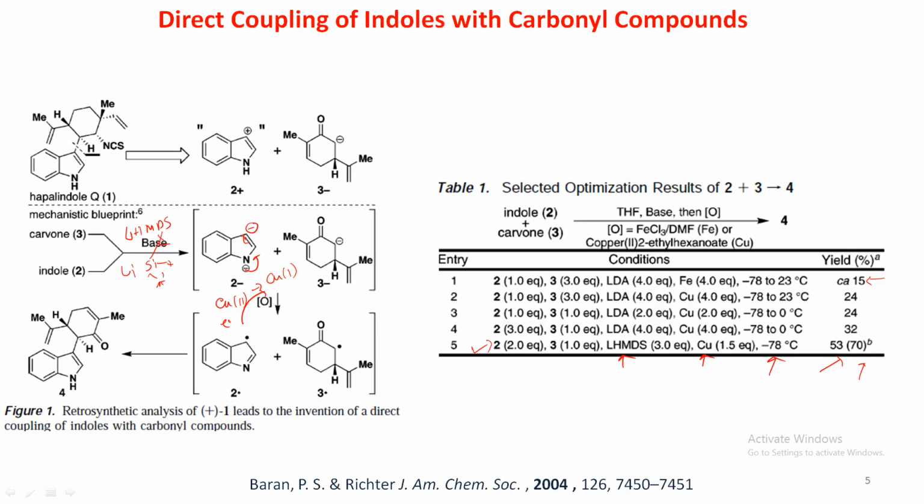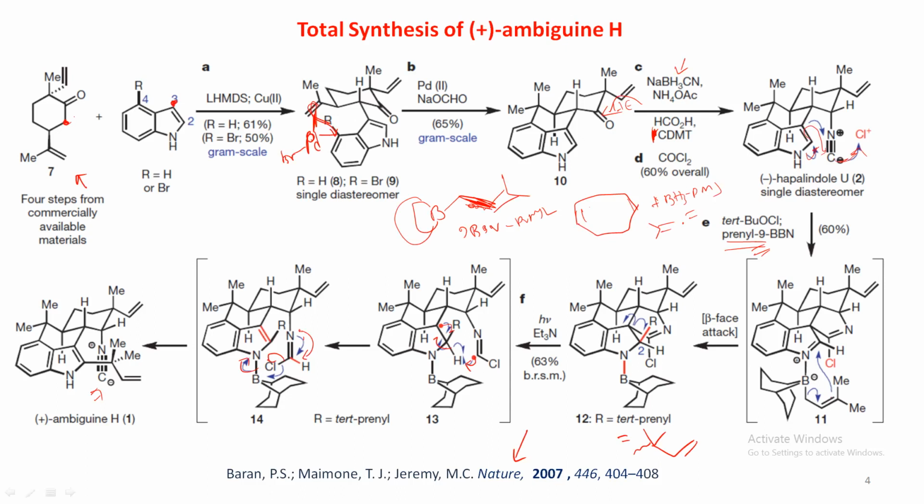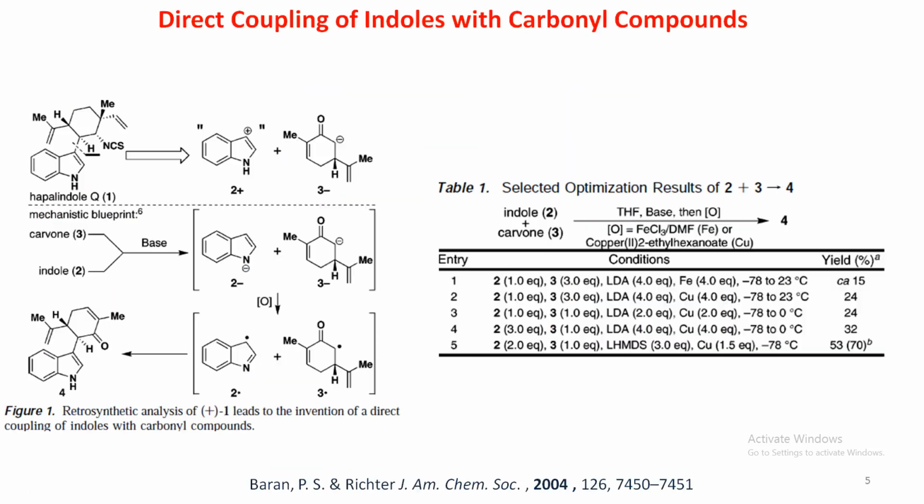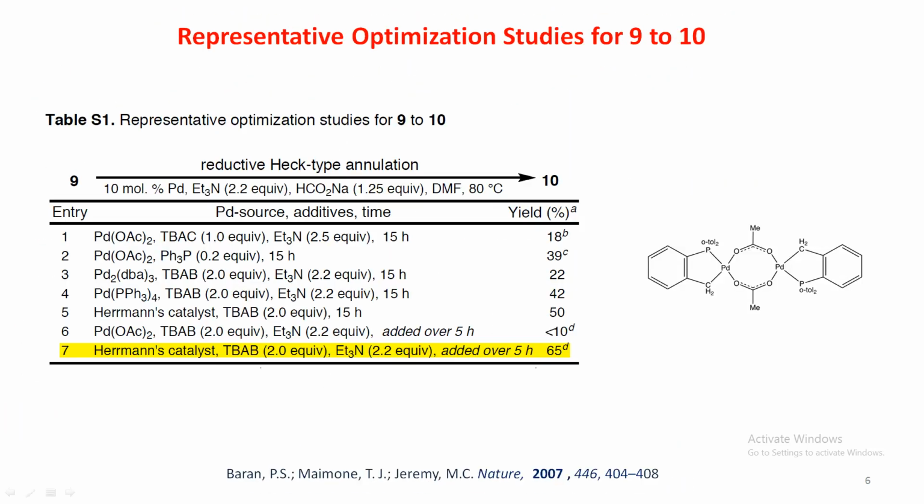So this kind of unplug thing, that two carbon atoms are negative but we are forming bonds with the help of radical generation. That's also done by Baran, published in JACS in 2004, and based on that they utilized this particular methodology in the first step itself, in Nature 2007. Here you can see the same reaction conditions, LHMDS and copper, they have used to form this particular carbon-carbon bond. That's how they utilized their methodology and completed this synthesis of ambiguine H.